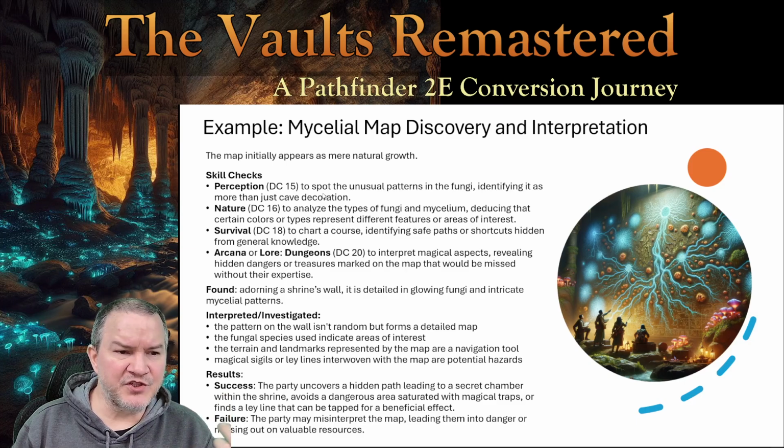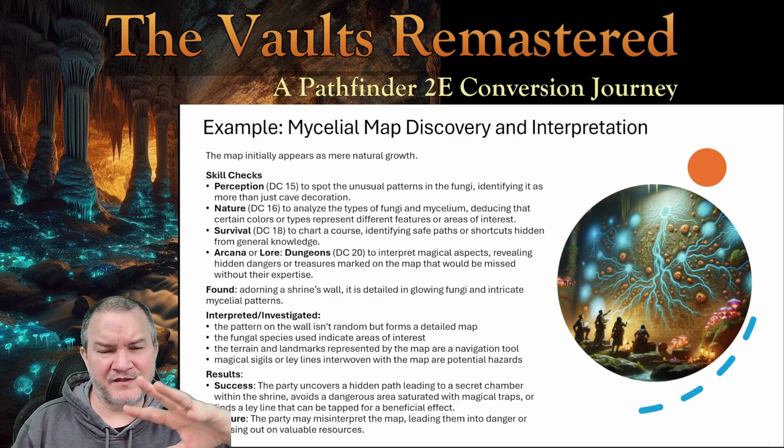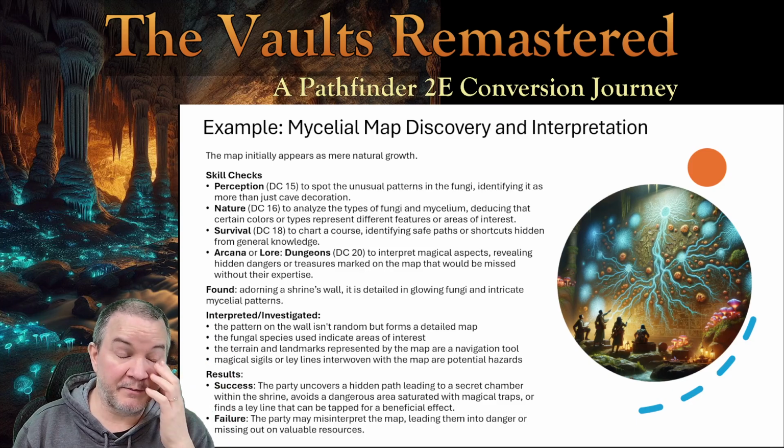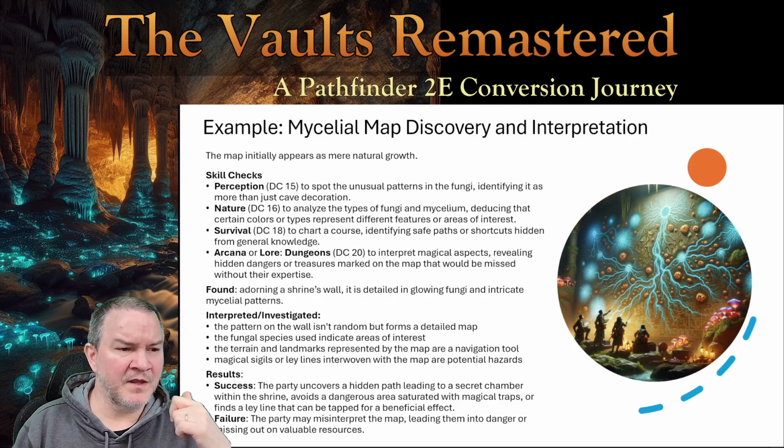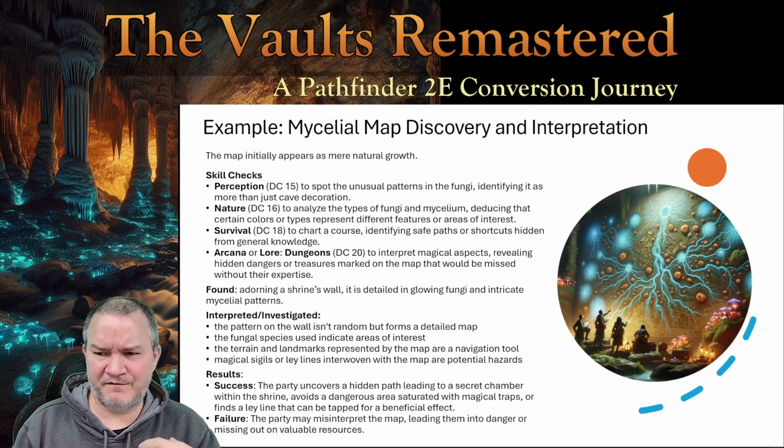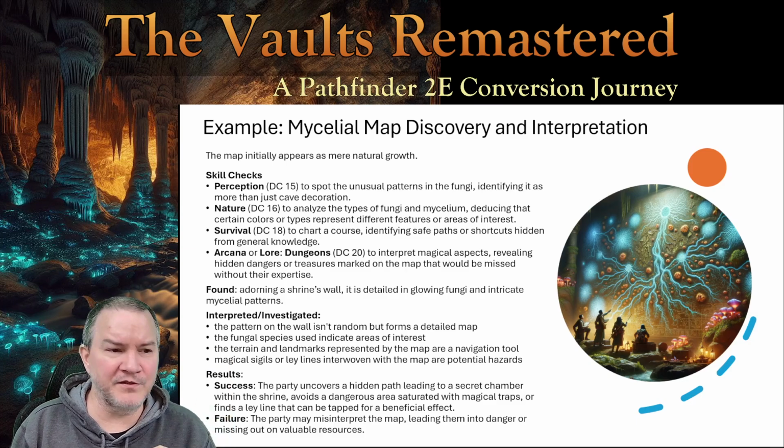So perception checks, somebody's identifying the different types of fungi and that this isn't normal. These things shouldn't be growing here. Somebody spiked this up on the wall for a purpose. Nature check to realize that the types of fungi, different colors, different bioluminescence is representing different features, different areas of interest. And then survival, hey, that's a map, and it's a map of whatever these vault areas that we haven't explored before.